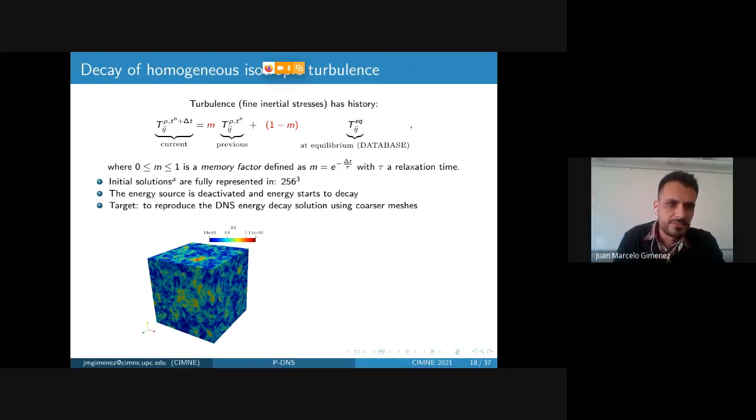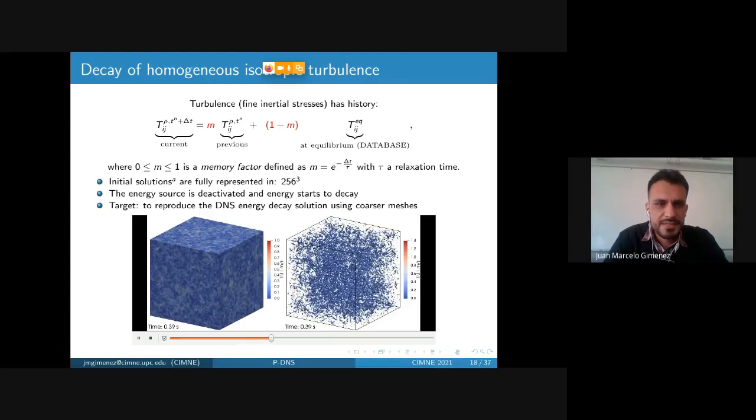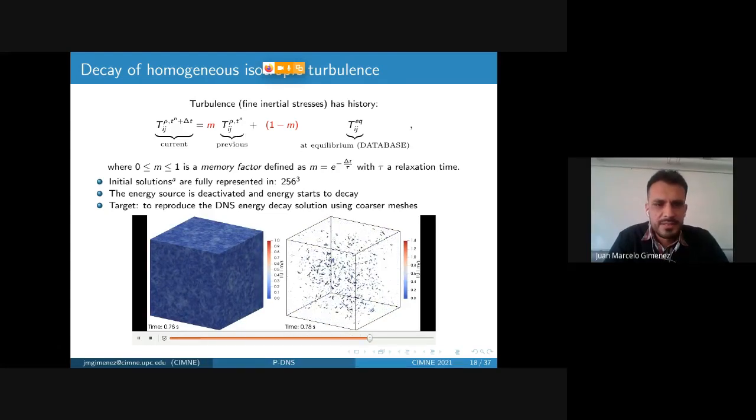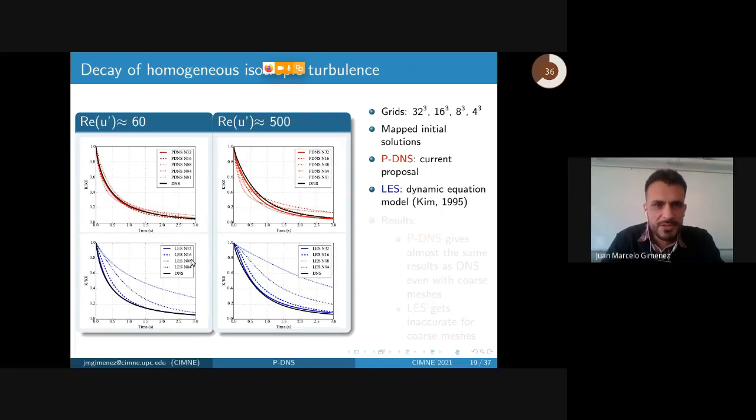The kind of problem that we are going to solve is the decay of homogeneous isotropic turbulence. It starts with an initial solution that you represent in a very fine mesh, the energy source is deactivated and the energy starts to decay. The target here is to reproduce the DNS energy decay solution using coarse meshes. Using our memory model and the pseudo-DNS full methodology, solving the same case in very coarse grids from 32 to 4 cubed elements, we can compare: the black lines are the DNS solution and the red lines are the different pseudo-DNS solutions with the different grid refinements.